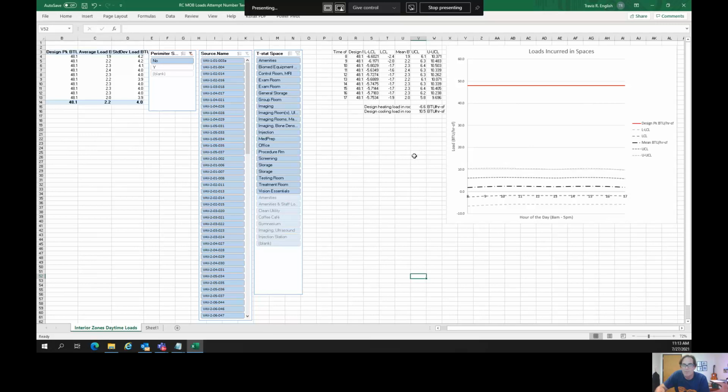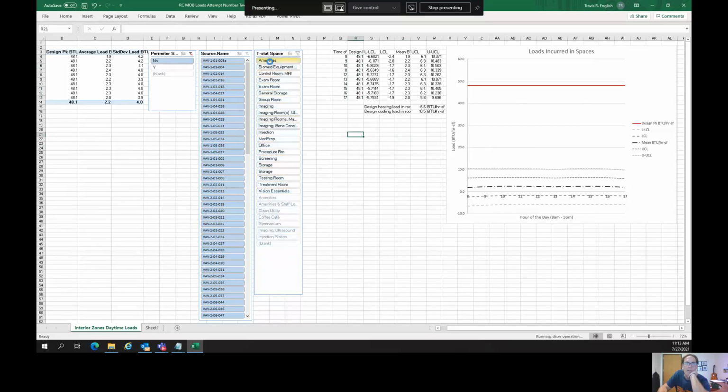And so for each one of these, I will read out the maximum cooling load, which is this top line here. So 99% of all points will be below that. And then the maximum heating load, which is this bottom line down here. And then probably read out the design load for each one.